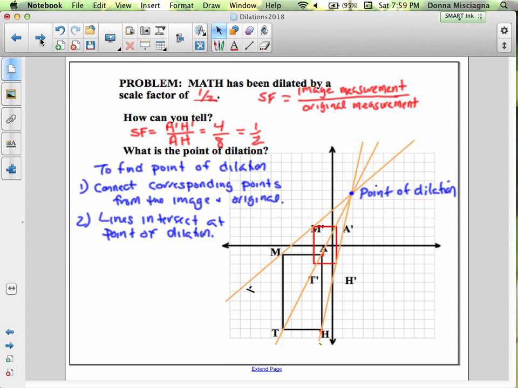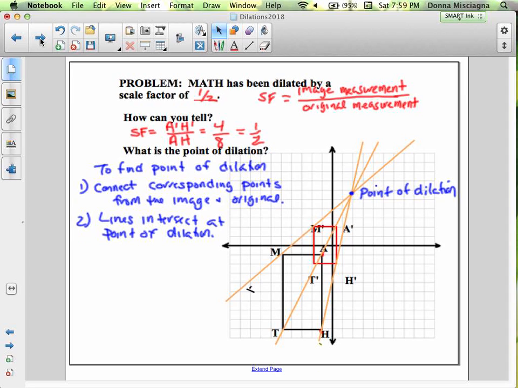Ta-da! All right, I chose a super skinny line. If we take a ray that goes from the point on the original, connects the point on the original with the point on the image, and you just keep on going, that's going to give you your point of dilation.